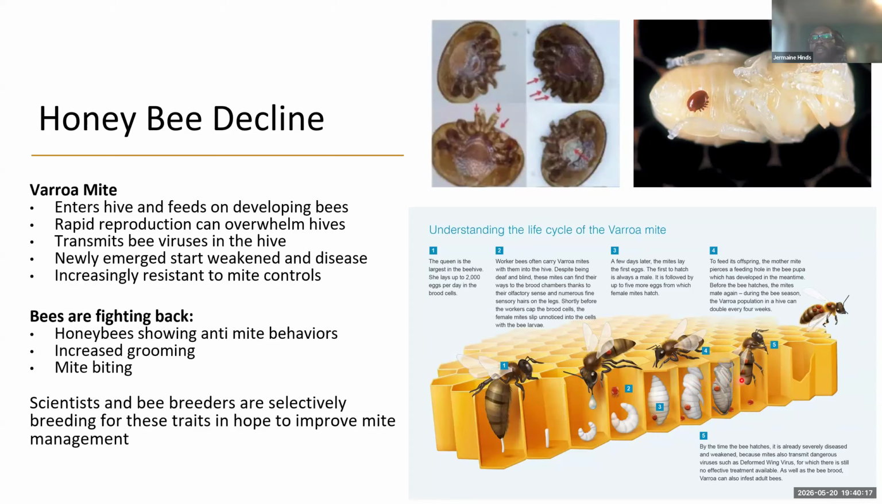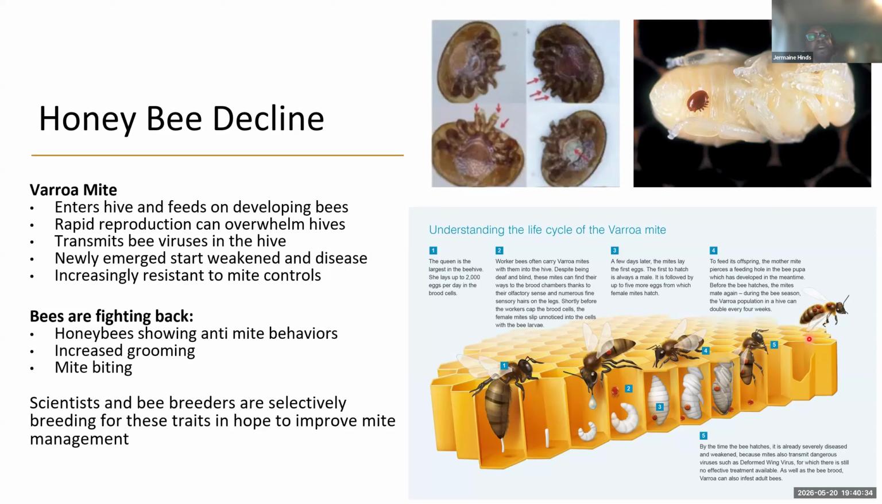When the bee emerges, so does the mite. The bee will emerge with a mite attached to it, and it'll drop off into the next cell and proliferate throughout the colony. One of the problems is that a newly emerging bee is already starting off weakened or drained of its nutrients.